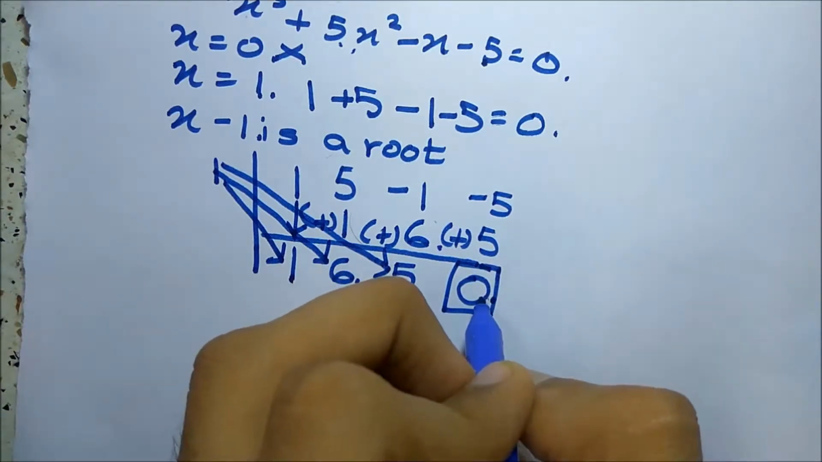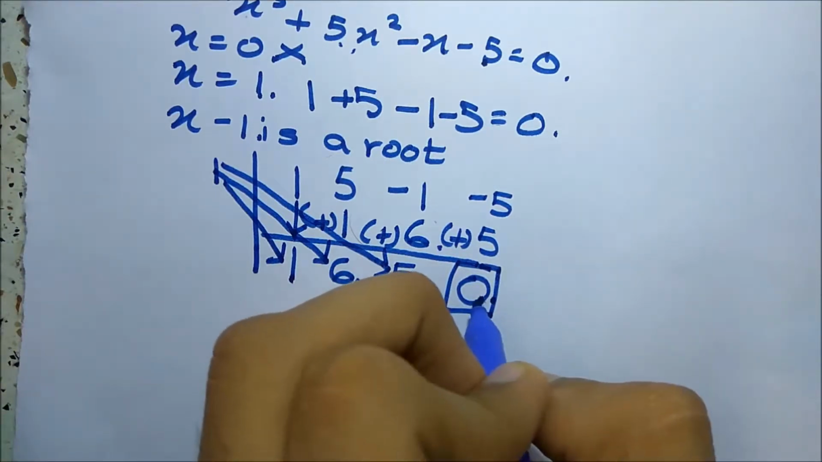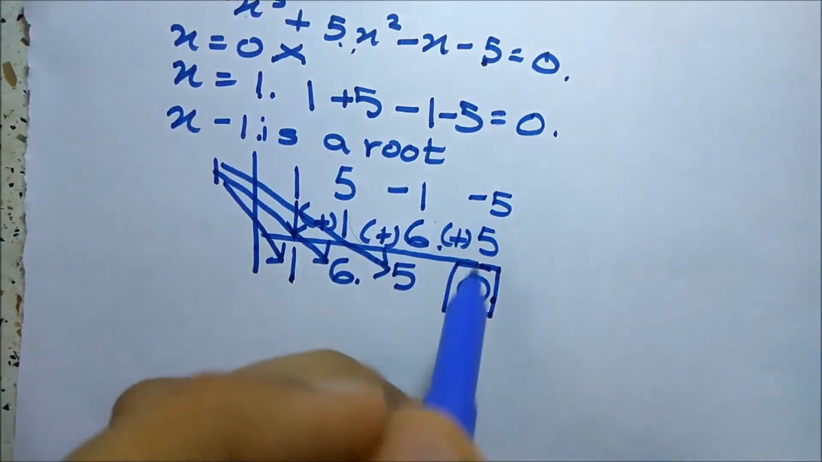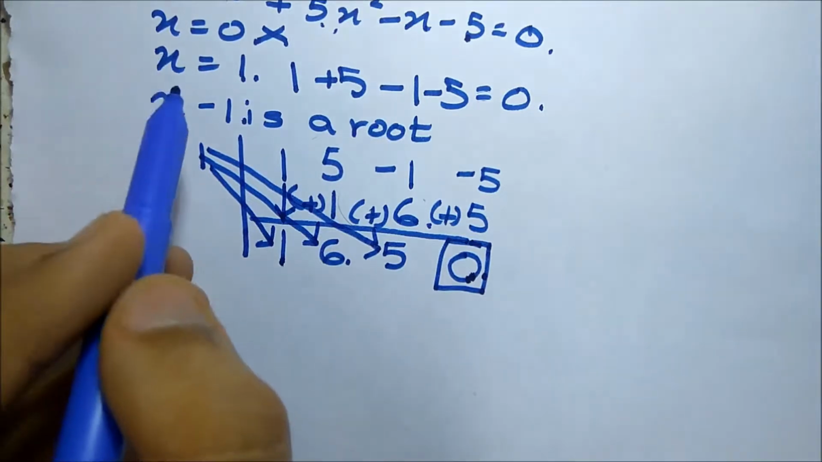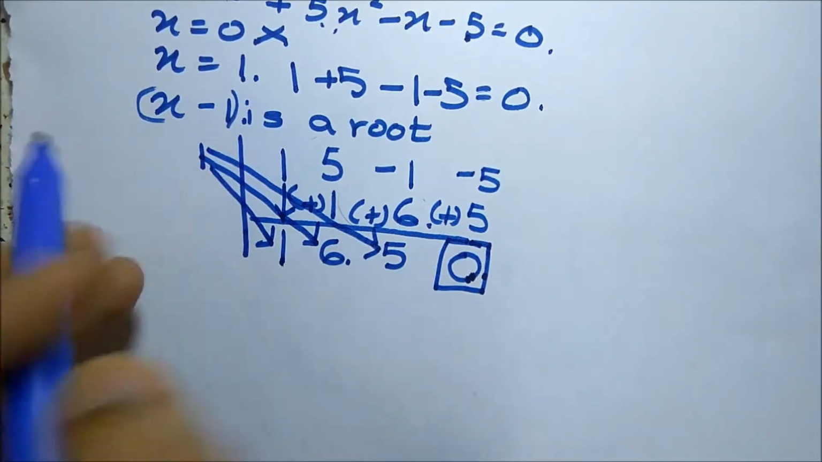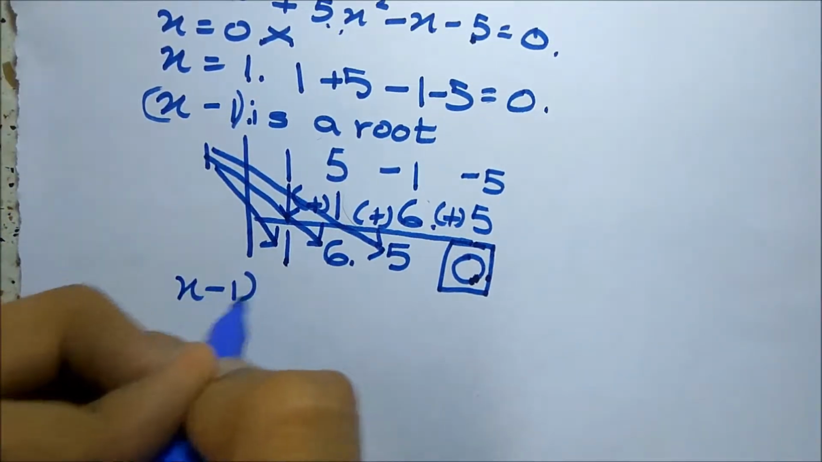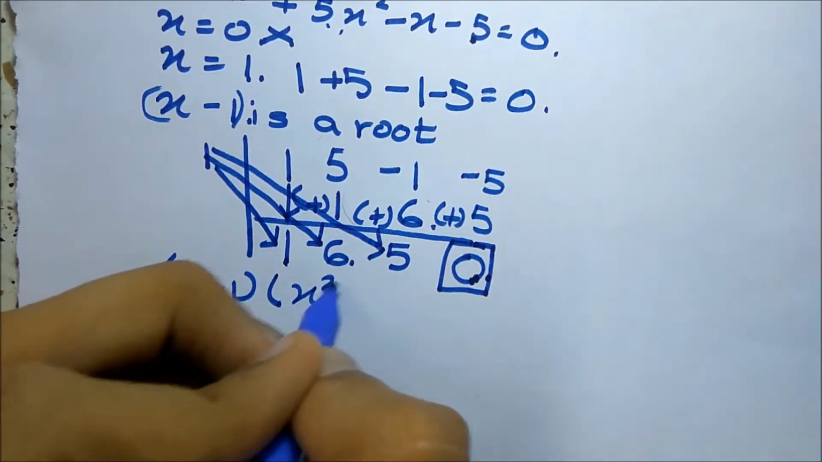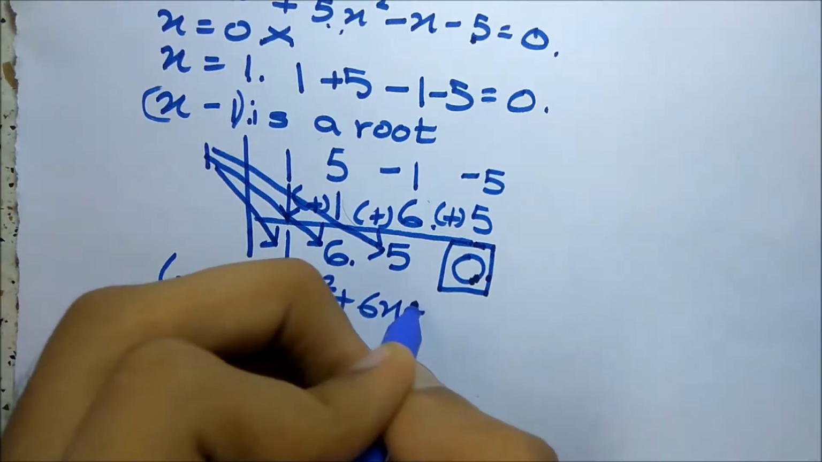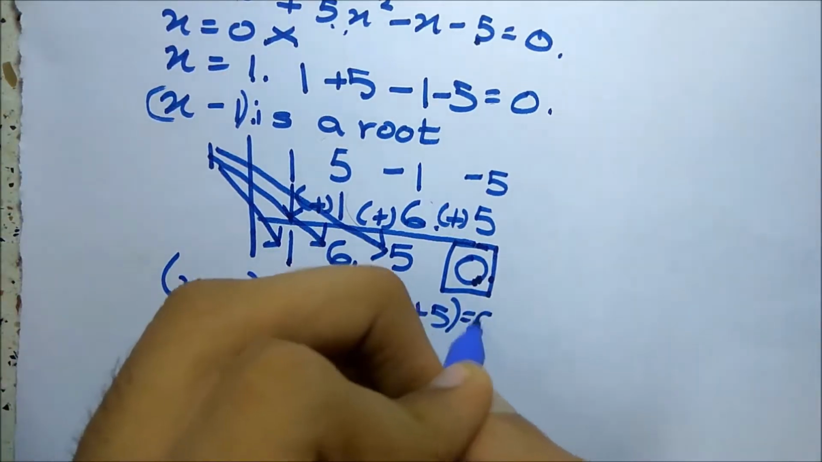Now this term is very important. You must get 0 over here. If you do not get 0 in the end, you must check your method. Once you get 0, what I am going to do is take this one root as x minus 1 times x squared plus 6x plus 5 equals 0.